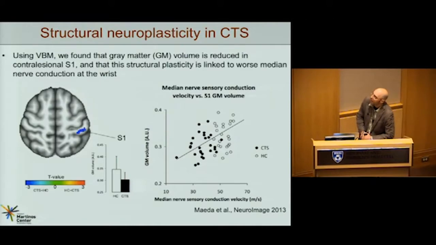Interestingly, we also found not just functional plasticity in the brain, but in this study, we found structural plasticity. In this case, there was a reduction in the gray matter density in this location in S1 in CTS patients compared to healthy controls, which was interesting because it was also associated with the median nerve sensory conduction velocity. In this case, the slower the velocity, the more affected is the patient at the wrist. And we found a correlation wherein the more there was a reduction in gray matter volume or gray matter density at this location in S1, the slower the velocity.